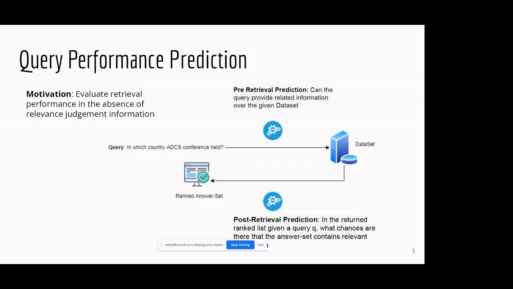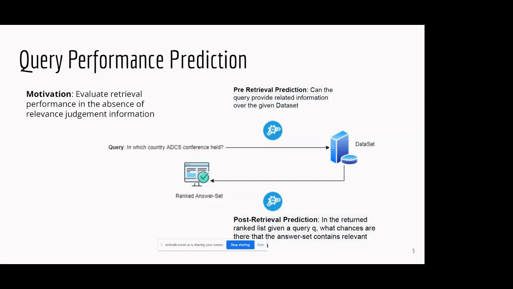Pre-retrieval asks whether the query can provide related information over the given data set. For example, if my query is in which country the ADCS conference was held, I check whether I have any documents related to Australia and the ADCS conference, and whether the data set has something relevant to that. Post-retrieval, on the other hand, checks, in the returned list for a query, what chances there are that the answer set contains the relevant information.